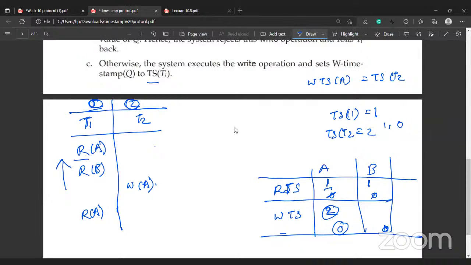We can see that there is a conflict instruction between T1 and T2 on A. The timestamp protocol always ensures conflict serializability. So we can see that there is a cycle, right? Hello. Yes, sir. So this will be rejected and rolled back.